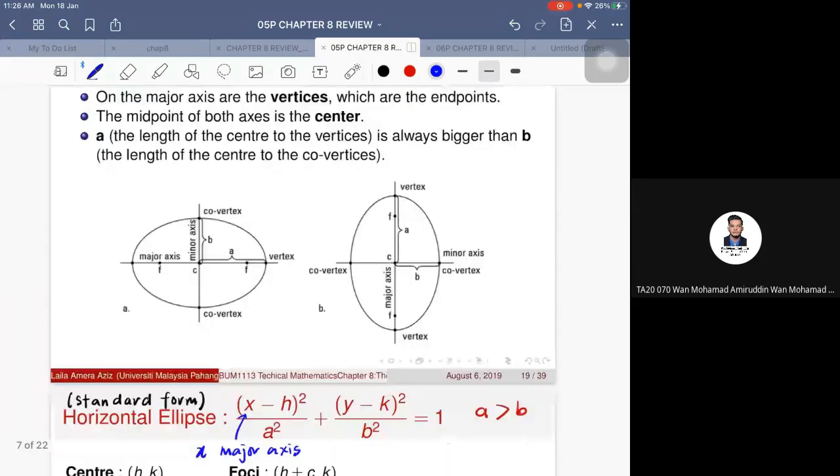Of course ada 2 jenis. Ellipse pun ada 2 jenis. Satu adalah ni kita panggil dia horizontal ellipse. Dia melintang, panjang dia melintang. So yang ni adalah vertical ellipse. So panjang dia adalah menegak. Okay. So kalau yang melintang ni, major axis dia dekat x axis. So kalau yang menegak ni, major axis dia dekat Y axis.